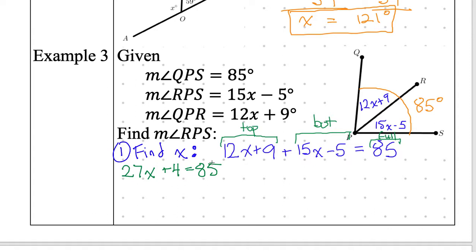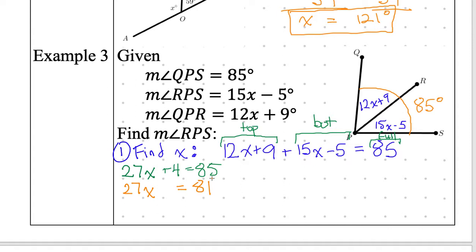Then I need to solve. Quiet raise hand. We know how to solve, right? Sergio? Minus 4 on both sides. And if you are a master of doing algebra in your head, you can just do that without writing it down. We are at that level now where you can start doing that. If you want to keep writing down minus 4, you can. But I'm running out of room, so I'm going to skip that step. When I subtract 4, I'm left with 27x is equal to 81.